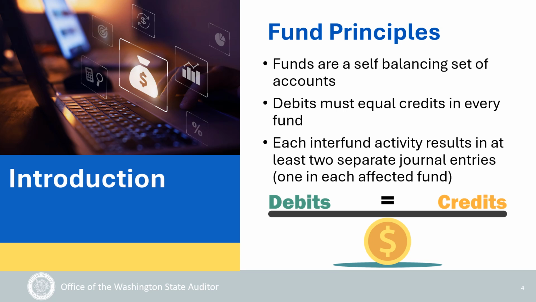If you've taken our Introduction to Fund Principles training, you might remember this. As a refresher, funds are a self-balancing set of accounts set up for a specific purpose. Within each fund, the debits must equal the credits. When we talk about interfund activity, we're talking about activity between separate funds within one government. That means each interfund activity affects at least two funds. Because debits must equal credits within each individual fund, every interfund transaction will result in at least two separate journal entries. Each fund gets their own journal entry.